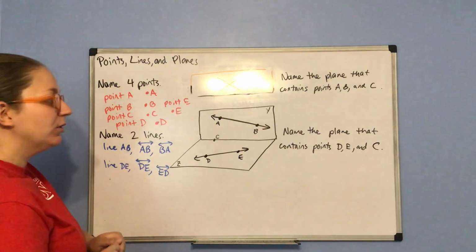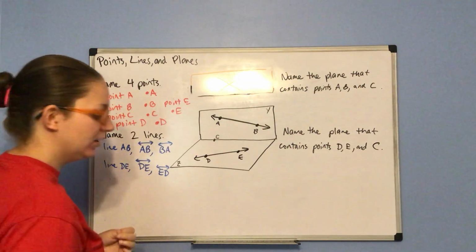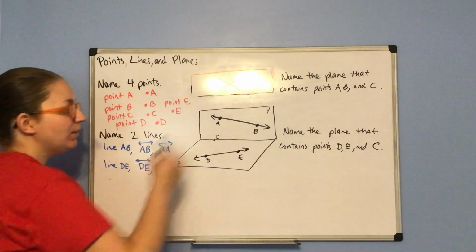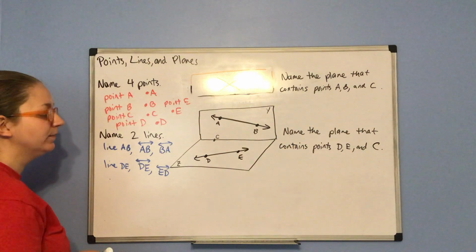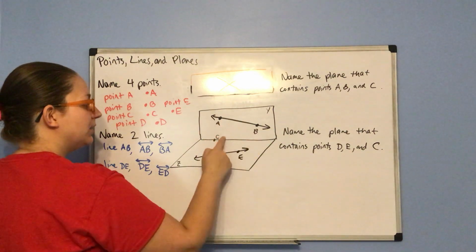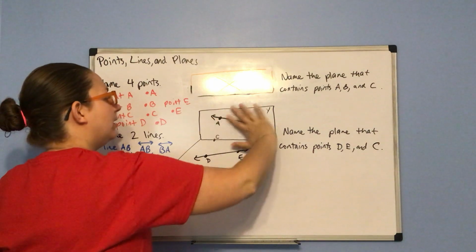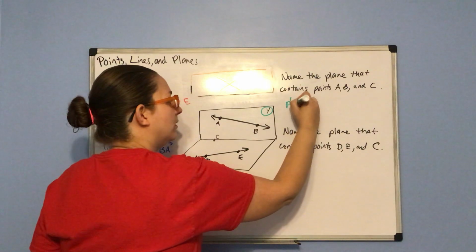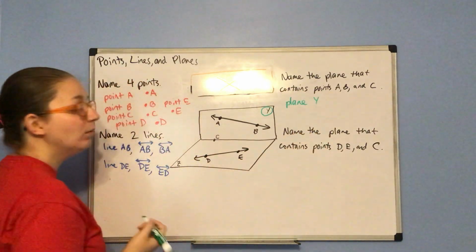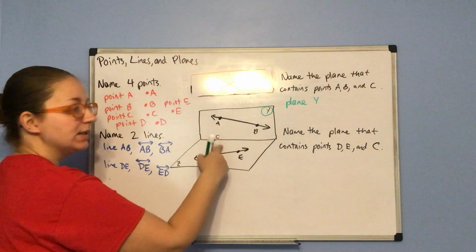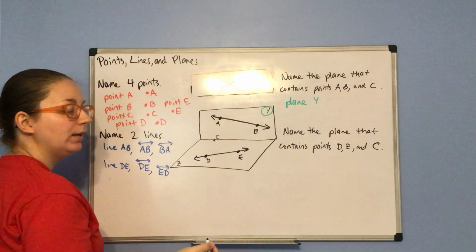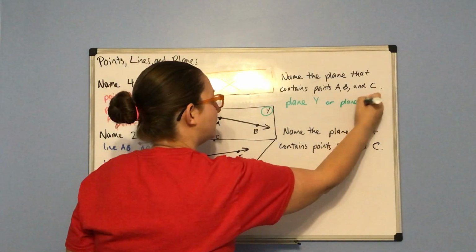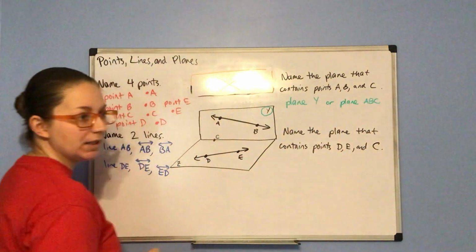The next 2 questions deal with planes. There are 2 planes that we can see in this picture. Just gotta remember how to name them. So next up, name the plane that contains points A, B, and C. So here's A, here's B, here's C. They all lie on this plane right here. The name of that plane is in the corner. That is plane Y. Remember though, if you have 3 points that are not all on the same straight line together, you can name the plane that way. So instead of calling this plane Y, I can say plane ABC. Works the same way.